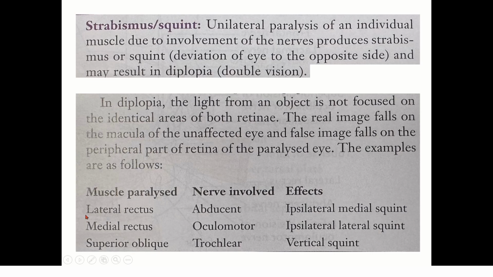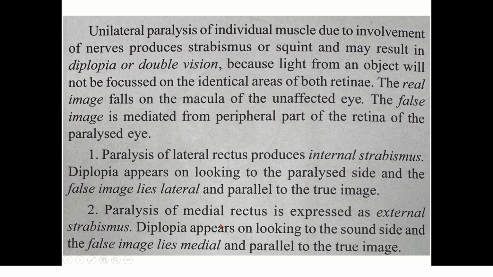If the lateral rectus muscle is paralyzed, the involved nerve is the abducent nerve, and it causes ipsilateral medial squint or internal squint. If medial rectus is paralyzed, the nerve involved is the oculomotor nerve. It causes ipsilateral lateral squint. With the superior oblique, there is involvement of the trochlear nerve, and there will be vertical squint.